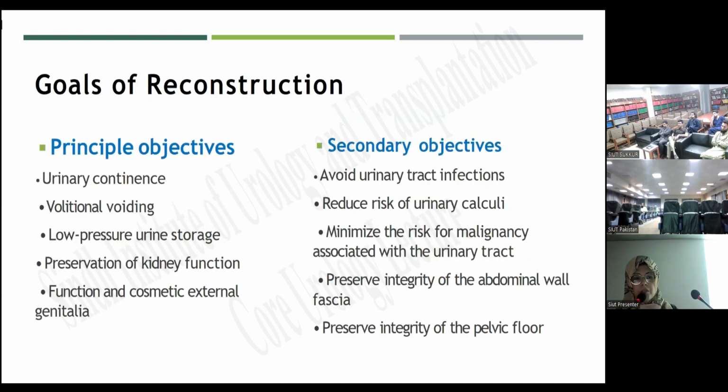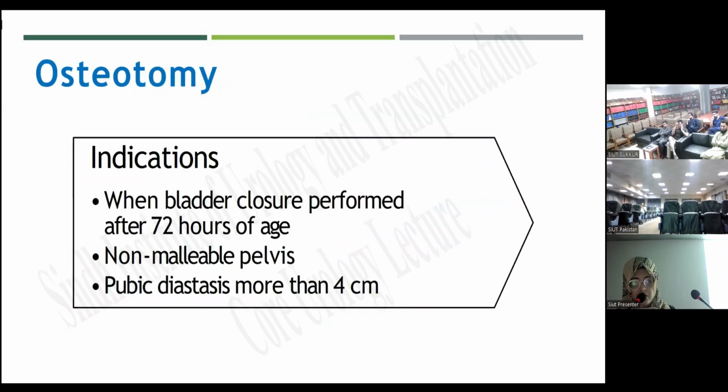The goals of reconstruction: the principal objectives will be the achievement of urinary continence, volitional voiding, a low pressure urinary storage system, preservation of kidney function, and cosmetically well external genitalia. The secondary objectives for the surgical reconstruction include avoidance of urinary tract infection, reduced risk of urinary calculi, minimizing the risk of malignancy, and preserving the integrity of the abdominal wall fascia and the pelvic floor.